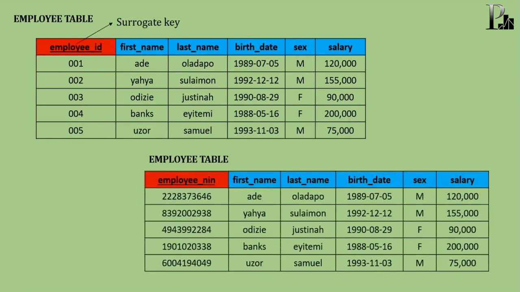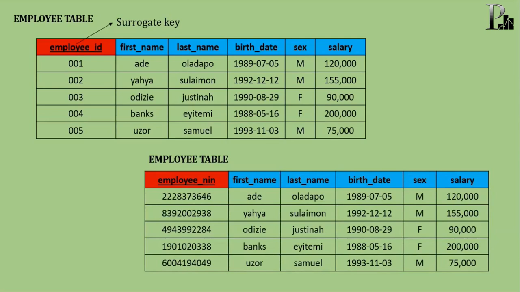Now another employee table is this, and it is very similar to our first table, but the only difference now is that in this employee table, the NIN is used as the primary key, the employee NIN. NIN stands for National Identification Number. It is used in Nigeria as a unique number that identifies Nigerian citizens. If you look at this employee NIN and compare it to our table up here with employee ID, you will see that NIN is useful in the real world. It has a real use case in the real world.